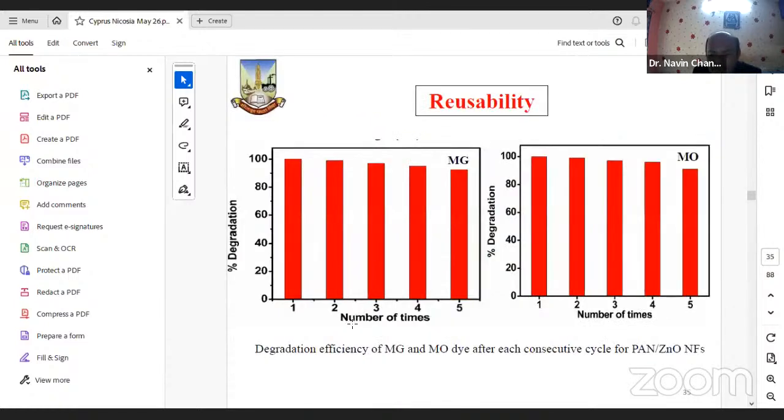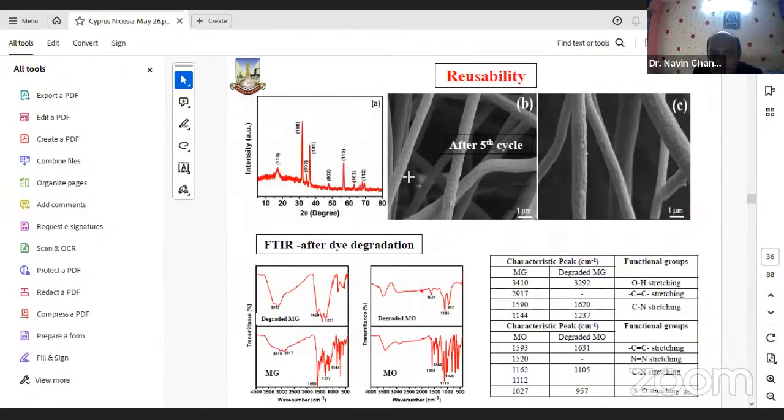This is the reusability study we have done. We have studied reusability up to the 5th cycle. Very impressive results we find here. A marginal decrease in the degradation of malachite green is observed up to even the 5th cycle. So this is the reusability study.